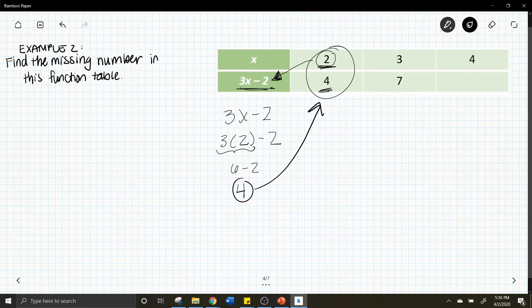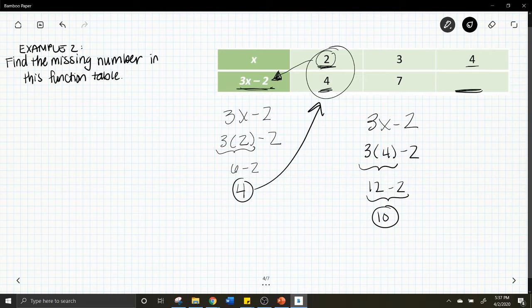So now we have to find what number is supposed to go in this missing box. I'm going to write out our function 3x minus 2, and then I'm going to plug in the value of x, which in this case is 4. So 3 times 4 minus 2. Remember here that you'll need to apply the order of operations. What is 3 times 4? What is 12 minus 2? It's 10. So 10 would be the missing number in this function table.